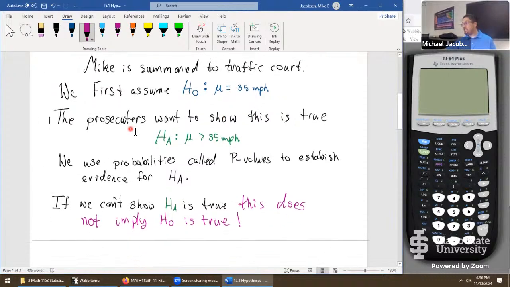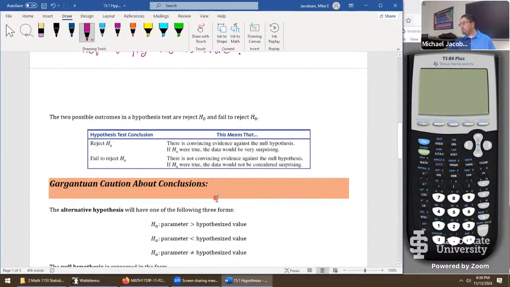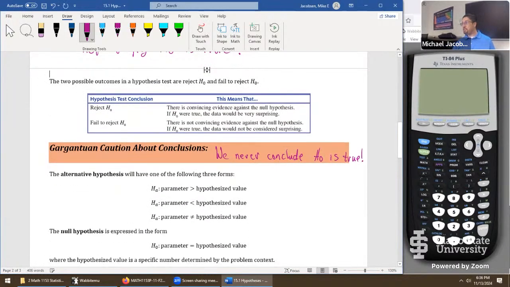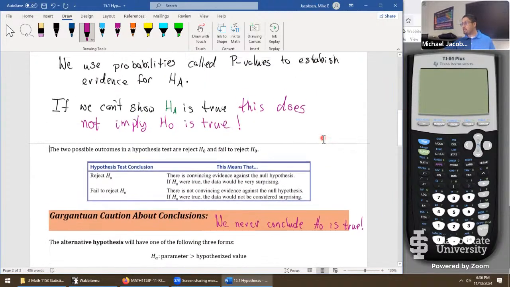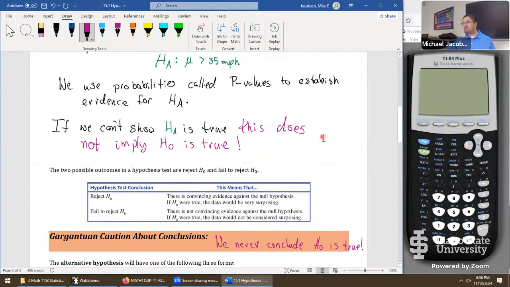So in hypothesis testing, here's the big warning. We'll mention this again. We never conclude H naught is true. That's extremely easy to lose track of, so we'll mention that a lot as we go through the notes. But our purpose so far in these notes is just to think about hypothesis testing.